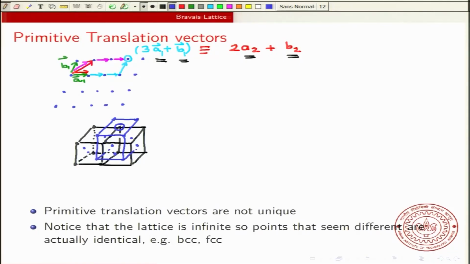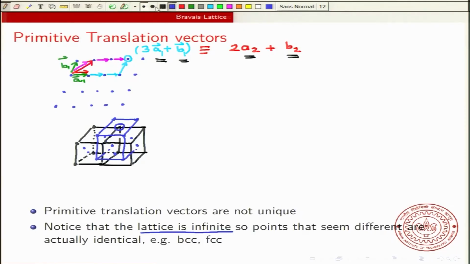So, you look around this point, you will see 4 neighbors along these directions. You look around this point, you see 4 neighbors, 4 in plane neighbors. So, essentially all the lattice points are identical, even though they appear to be different. And in fact this is the definition of the Bravais lattice. Okay. You can also verify this for the BCC case. For the BCC lattice also you can verify that all the points are identical. So, there is no difference between the corner point and the body center point. And as I said, you can use many different primitive lattice translation vectors to describe the point.